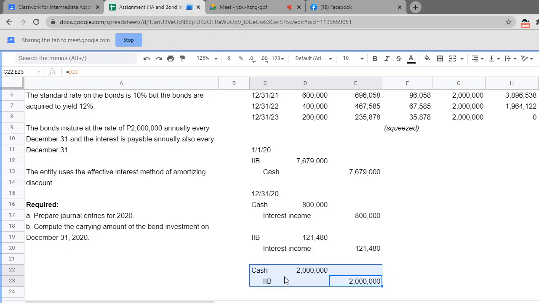This is a term bond, but this time, serial bonds. So every year there is a payment of principal. And if it is payment of principal, you don't credit interest income. Instead, you credit the investment itself. The payment is not always on December 31. It can be in the middle of the year or at the beginning of the year. But just take note of that so you can prepare the entry.